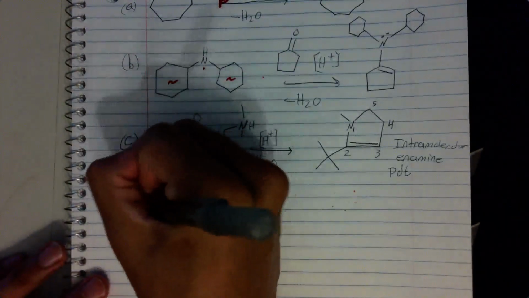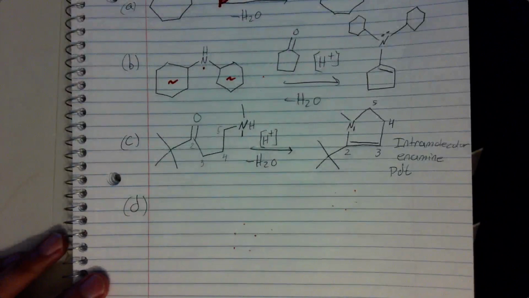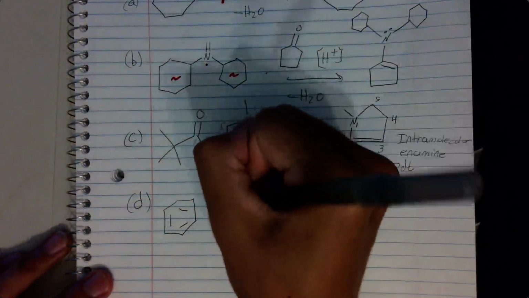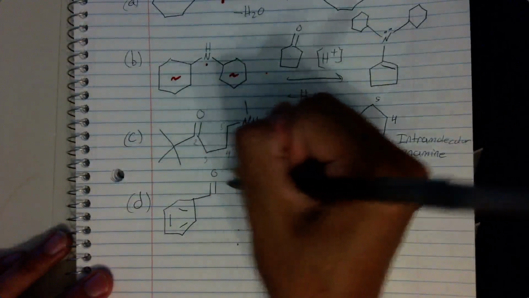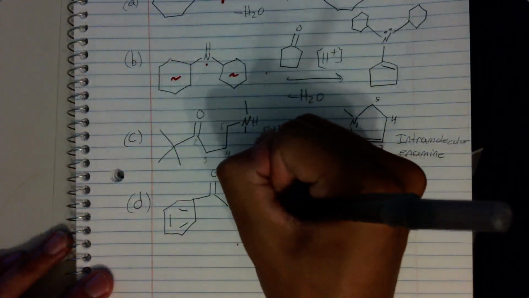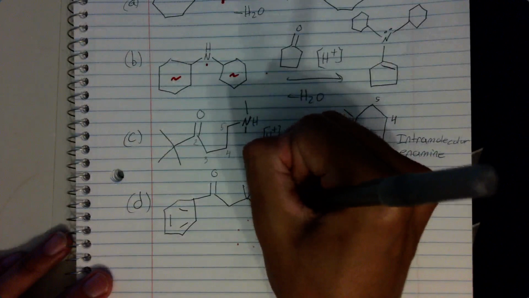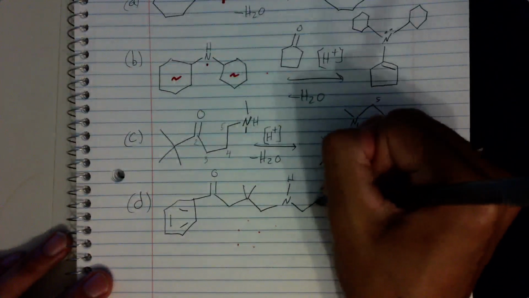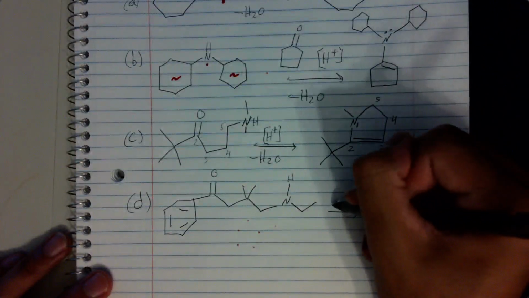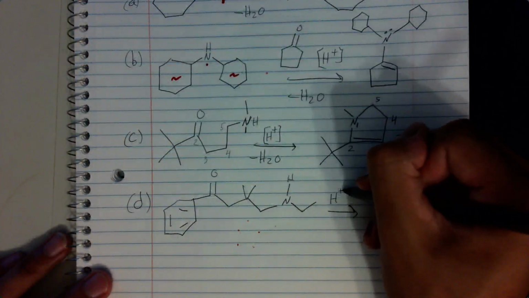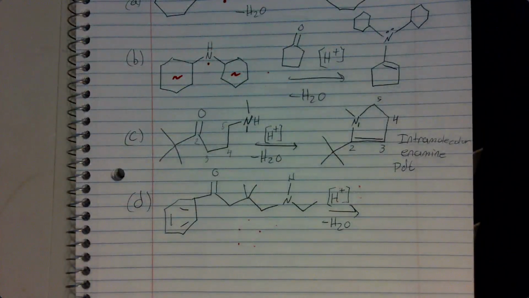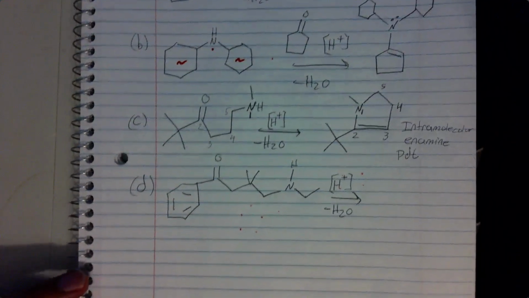So now we have this such molecule. It is a benzene derivative, and we got our ketone in there. Excellent. We have this dimethyl, and we have this N with two R groups, and it's in an acidic environment. We lose water. So go ahead and try this one, okay?